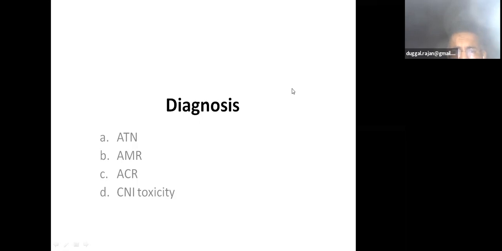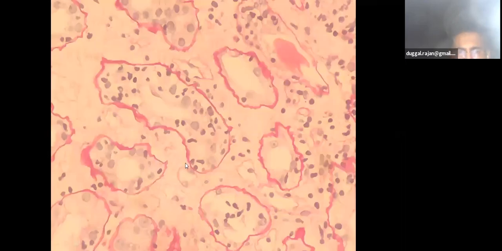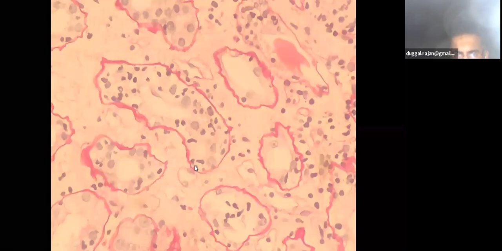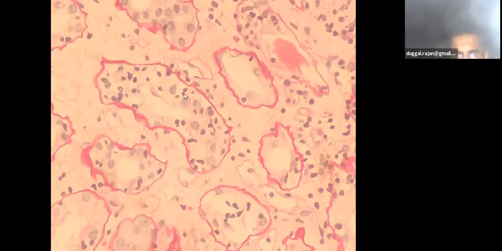From the exam point of view, it does not matter whether you label it as T1 or T3. The important thing is you should label this as acute cellular rejection and not as ATN or anything else. So if you look at this tubule, just count the number of lymphocytes here. 1, 2, 3, 4, 5, 6, 7, 8, 9, 10, 11, 12, 13. At least 13 lymphocytes in this single tubule.